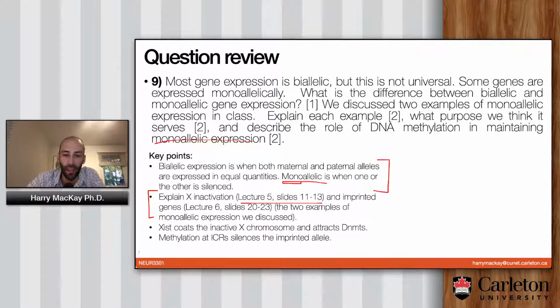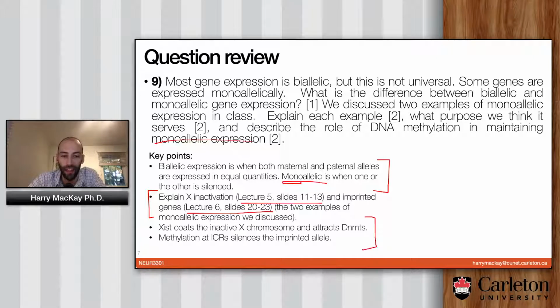And then imprinted genes are the other example that I gave, and that's lecture 6, slides 20 through 30. Imprinted genes are not necessarily on the X chromosome. They could be on any autosome, but they do have this unique property where you express either your mom's copy or your dad's copy. The copy of the gene that's silenced is called the imprinted allele, and the other one is called the expressed allele. So you'd want to give those, and then go into a brief description of how they work.